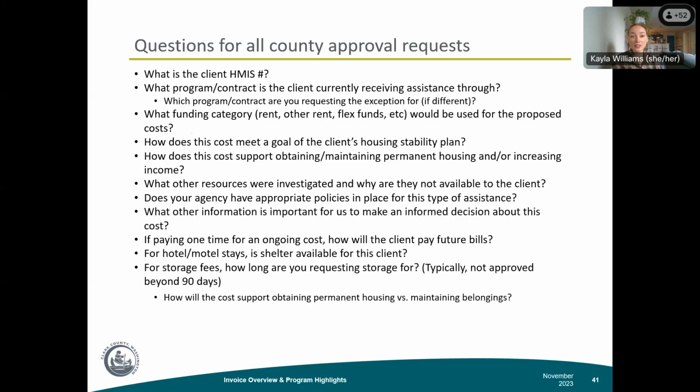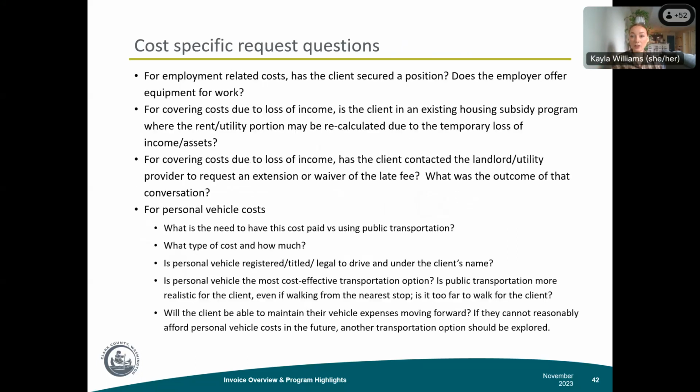So here's a list of the questions that we need to answer. Some of them might not be relevant for your request. So if it's not relevant for your request, you don't need to fill out that question. But if it is relevant, these are all of the bits of information the county needs to assess whether or not we will allow this cost. And then there's another page as well. So we can send this out in email form, but it will be included in the PowerPoint slides sent out after the meeting.